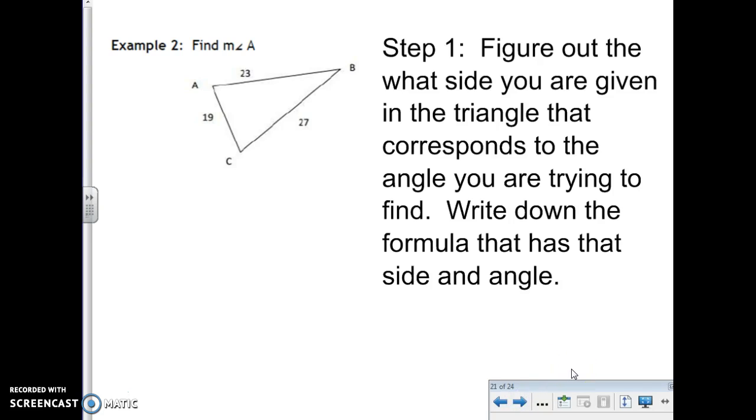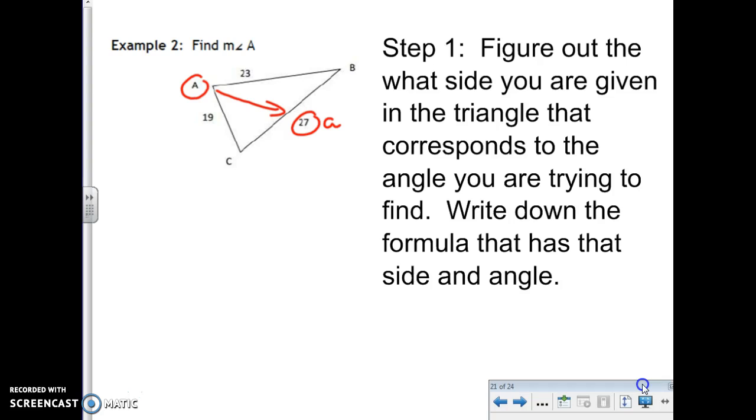Now, in this case, I have 3 sides, and I'm trying to find a missing angle. So I'm going to still use the law of cosines because I can't use the law of sines because I don't have an angle on the side that are opposite each other. So looking at this figure, the first thing I want to do is figure out what side you were given in the triangle that corresponds to the angle you were trying to find. I'm trying to find angle A, so that means 27 is side A.